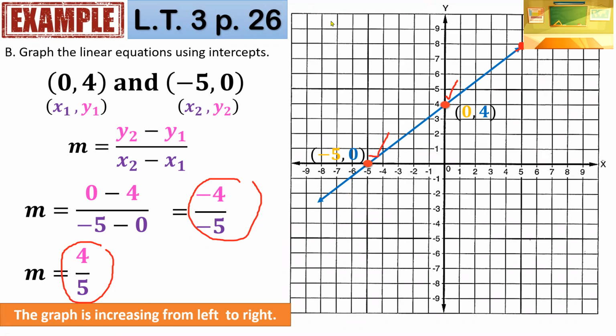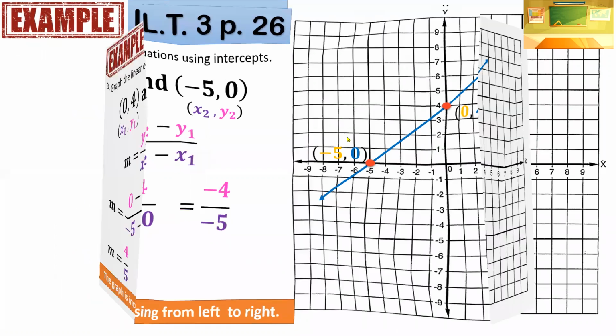So, ngayon, ang clue naman natin dito, dahil siya ay increasing, mapapansin nyo, ang slope nyo ay positive. So, yan o, positive 4 over 5. So, that is increasing. Kanina, negative siya, kaya decreasing. Ngayon, positive, kaya siya ay increasing. Okay po? Okay, last example.